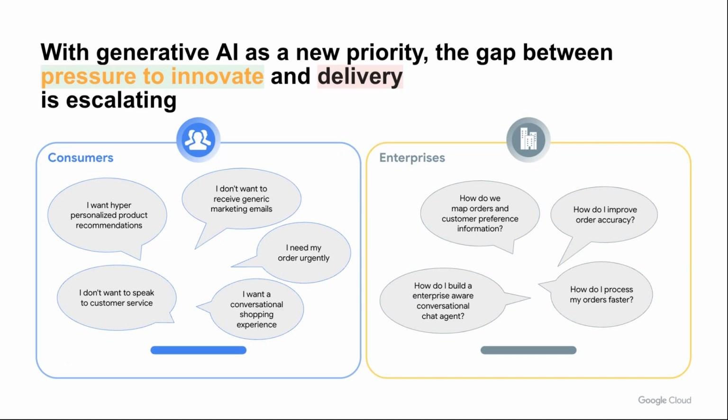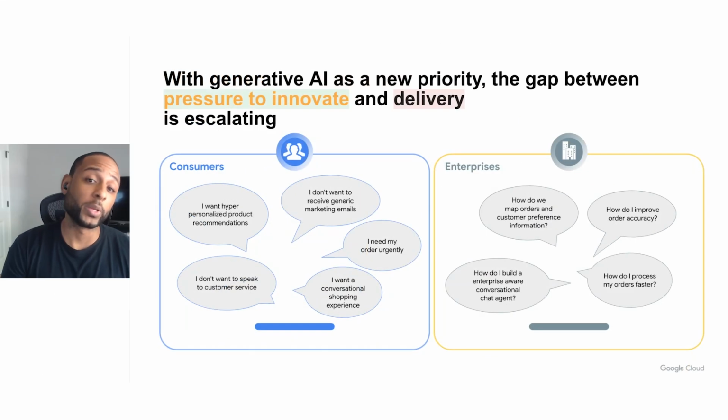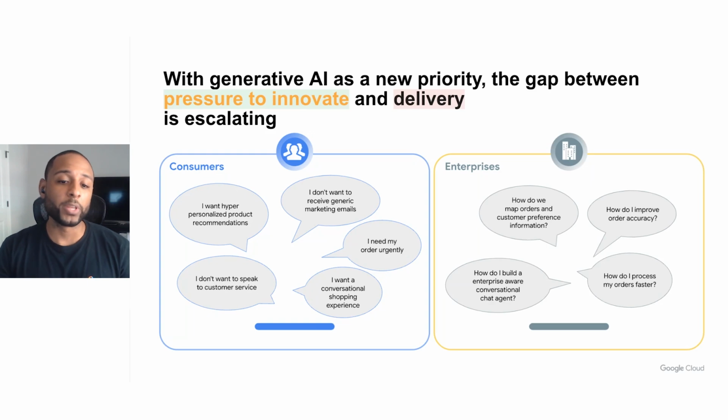And so what we've seen with a lot of customers is they're looking at pressure to innovate with generative AI. And what we see on both sides of the spectrum are consumers that are looking to do certain things and enterprises that are looking to do certain things in the long run. With consumers, some are looking for personalized product recommendations in regards to their interactions with enterprises. Or they want to be able to get their order information very urgently.